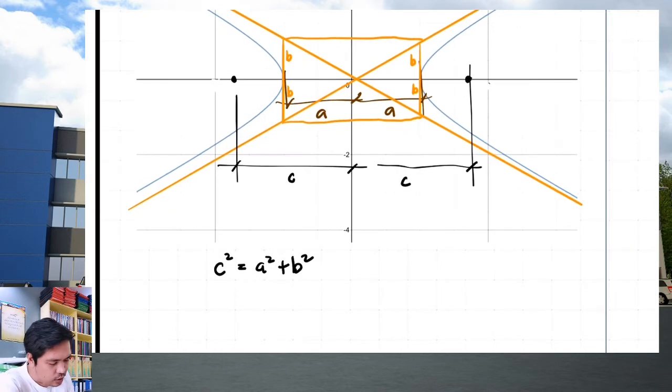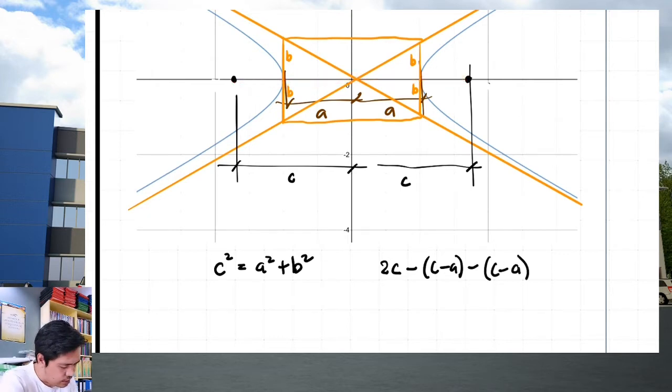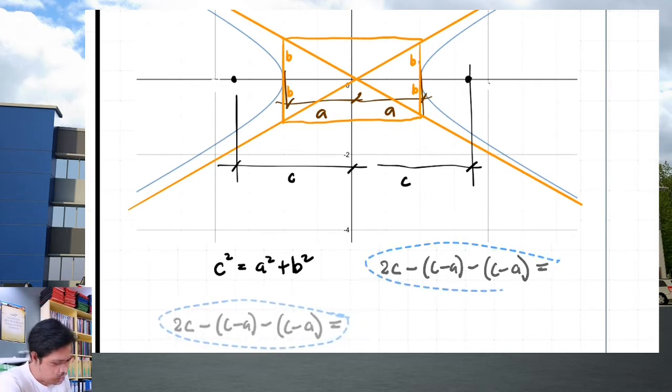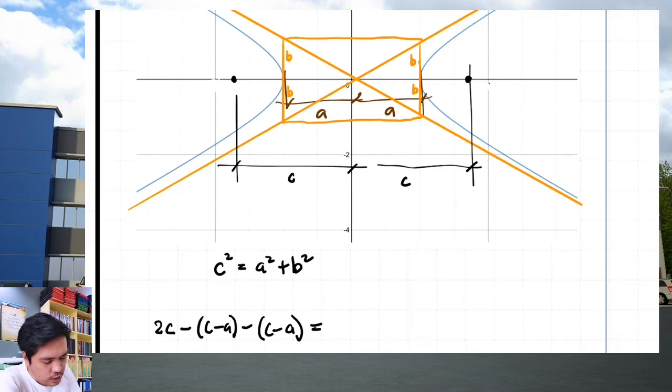Let's begin with this distance. That would be 2C minus this, and this side is C minus A. So I would write that as 2C minus (C minus A). That would be this distance minus this distance, which is equal to, let us now consider this point. The length of the latus rectum, or half of the latus rectum, would be B squared over A, as we have illustrated in the previous problem.